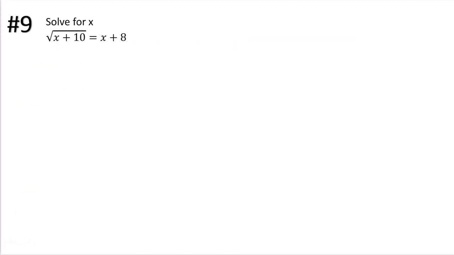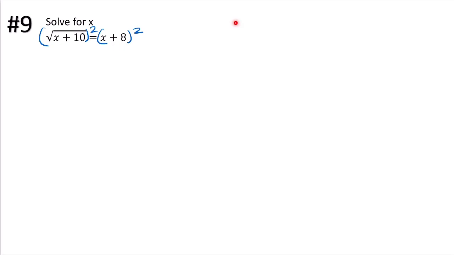Okay, now let's try this equation. Here, the square root is isolated, right? The square root of x plus 10 is by itself on one side of the equation. So I'm going to go ahead and square both sides. When I square both sides, the very, very important thing to remember here is that x plus 8, the whole thing, is being squared, okay?